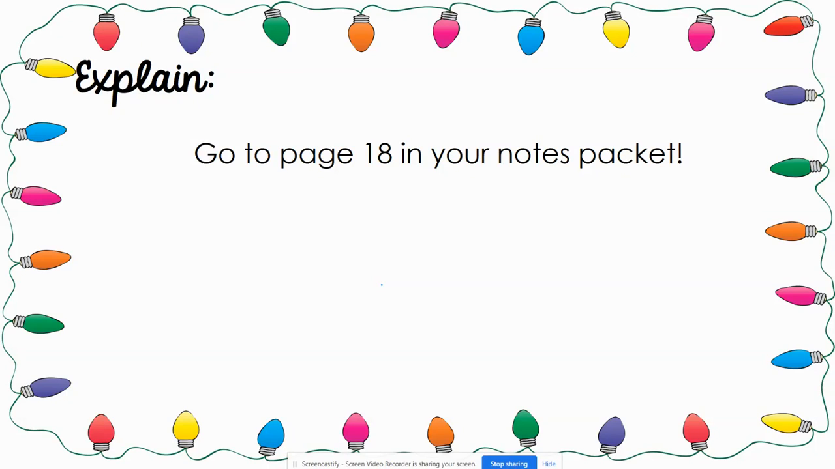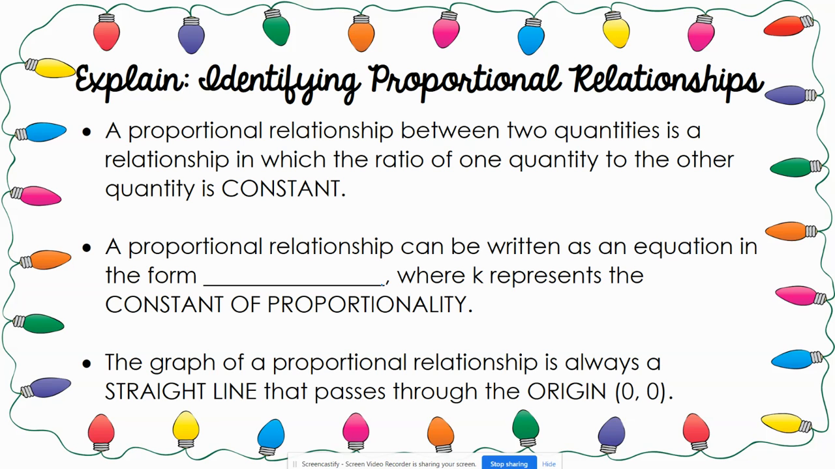Today we're going to learn how to identify what we call proportional relationships. So you should be on page 18 in your notes packet. A proportional relationship between two quantities is a relationship in which the ratio of one quantity to the other quantity is constant. That means it changes at the same rate every time.